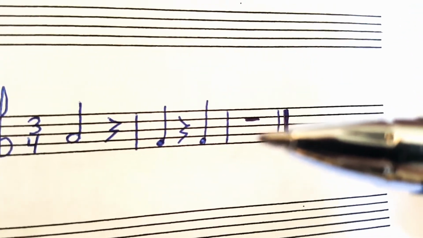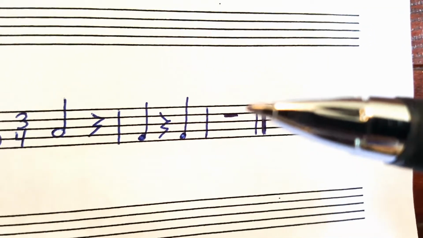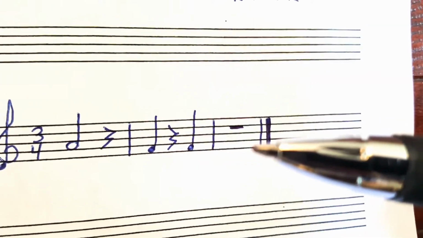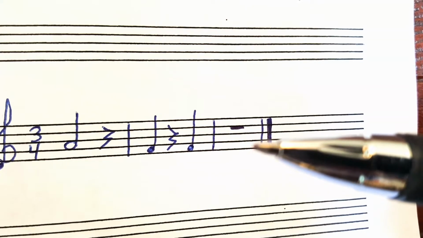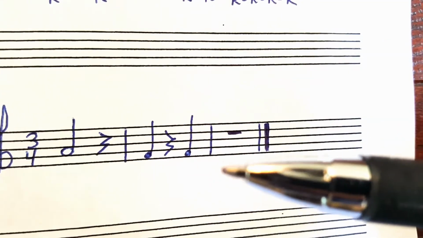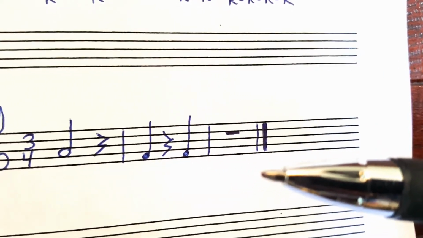Notice that a whole rest doesn't necessarily have to equal 4 beats all the time. In this case, if it's filling a measure of 3/4 time, it's equal to 3 beats in this measure. So I would put underneath it 1-2-3 and R-R-R.